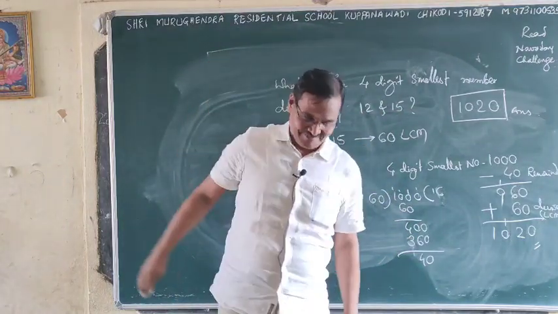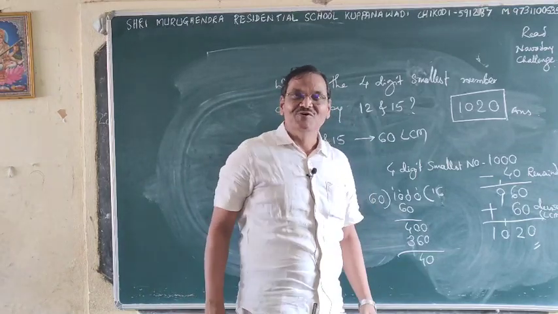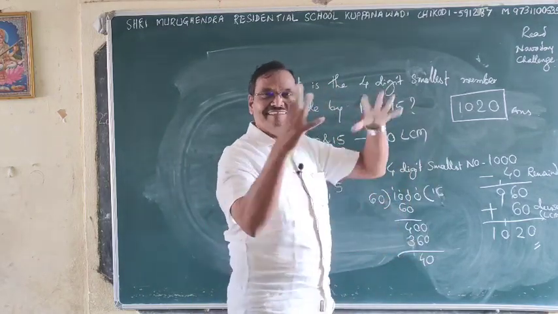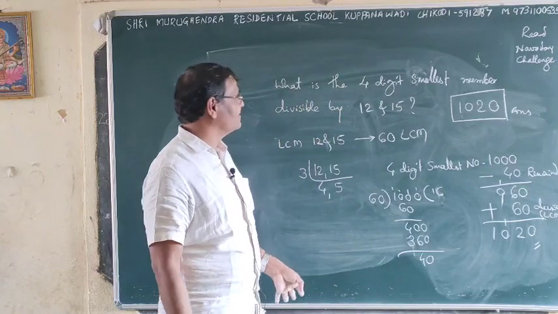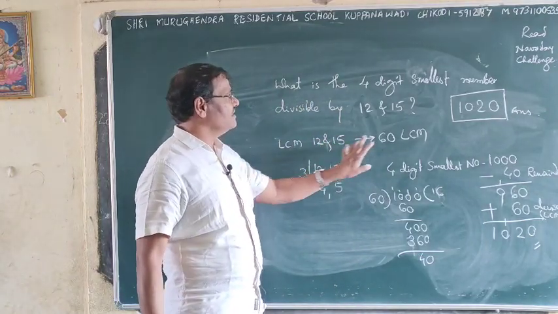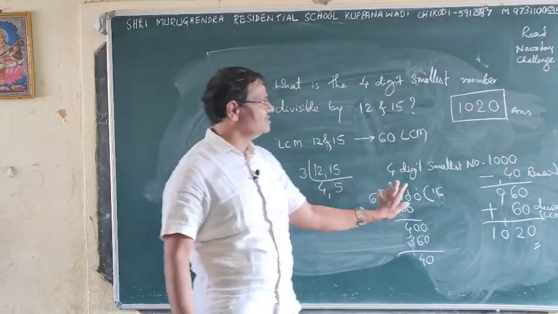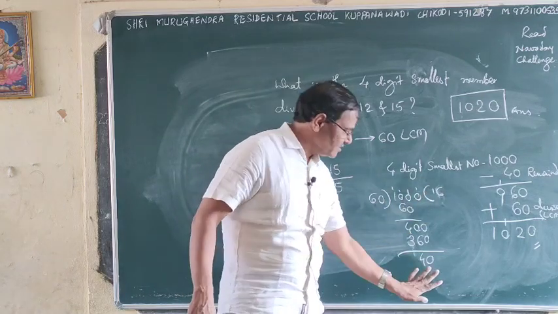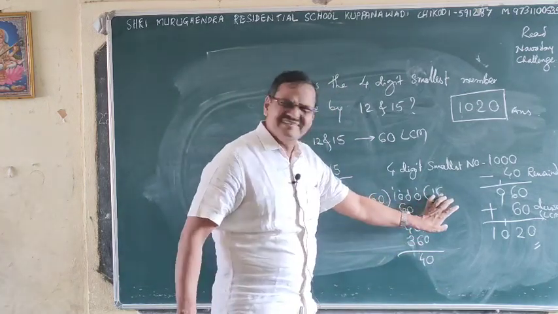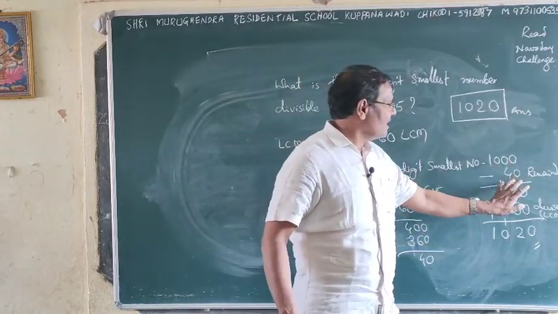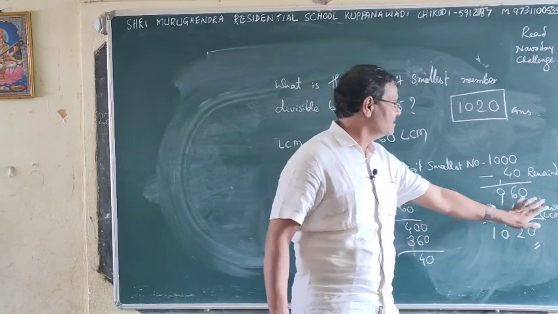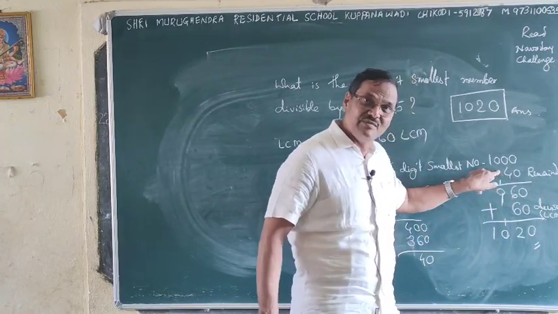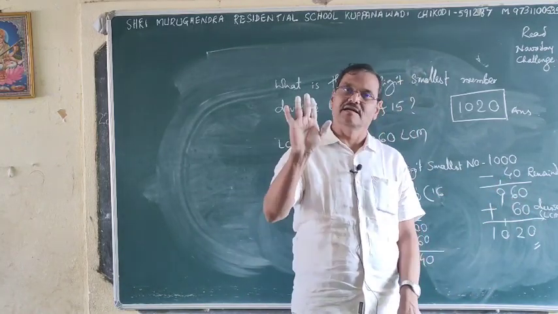How did you do this? Like cooking, how to do masala rice? On TV, everybody will observe so that once again they can recapture. Likewise, I am recapitulating here. You took the LCM of 12 and 15, then wrote the 4-digit smallest number, divided it by the LCM, and got 40 as remainder. So 1000 minus remainder plus divisor, that is 1020.